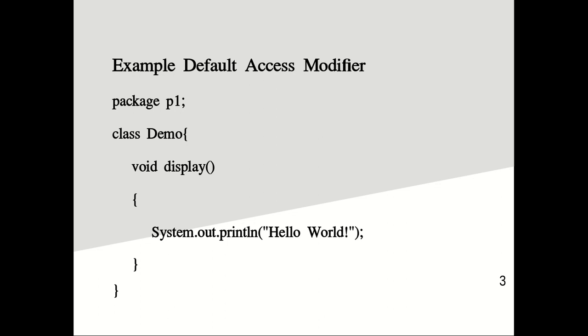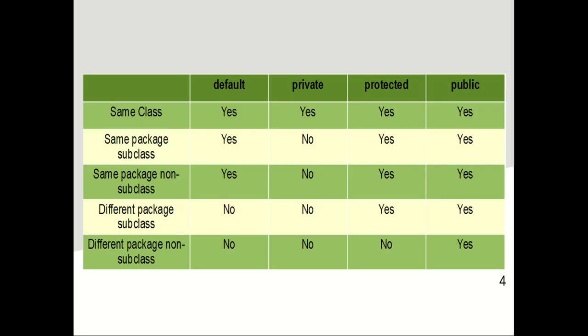We do not specify private, protected or public for the display method, and we place the statement hello world inside the display method. That means this demo class is accessible only within the package P1, because we use the default access specifier. For the default access specifier there is no keyword available in Java. So there is a diagram which specifies the restrictions or visibility of different variables or members of the class.